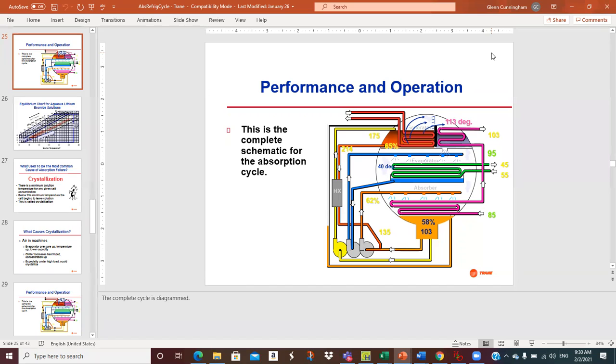I think this is where we wound up last time. This is the absorption refrigeration cycle. These slides were put together by Train, who supposedly knows quite a bit about this.